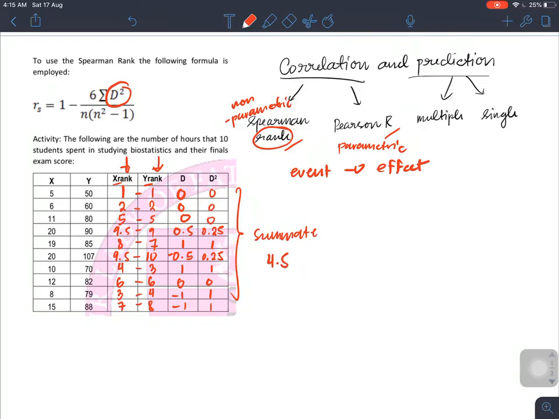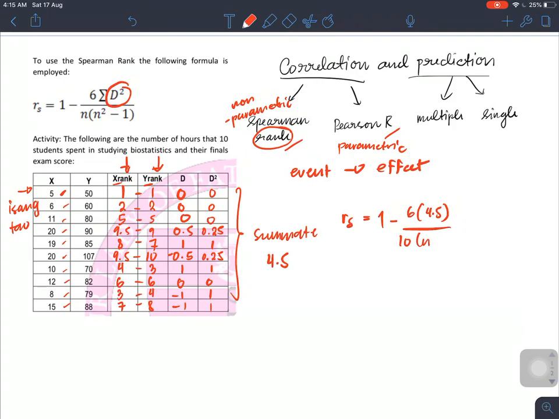Then pwede na po natin gamitin si formula. So r squared or Spearman rank is equal to 1 minus 6 times the summation. Wala na po tayong summation kasi nasummate na po natin. So simply 6 times 4.5 divided by n. By the way, n po natin is just 10. Bakit po sir naging 10? Kasi look, if you can observe and probably deduce, x and y came from only one person. So, isang tao lang po yan. Okay, so therefore, we have 1, 2, 3, 4, 5, 6, 7, 8, 9, 10. N would be 10.